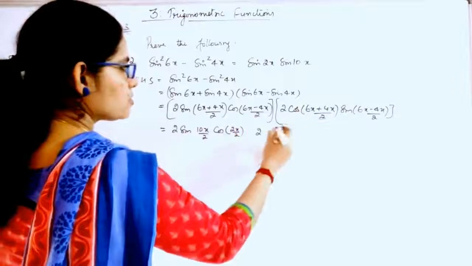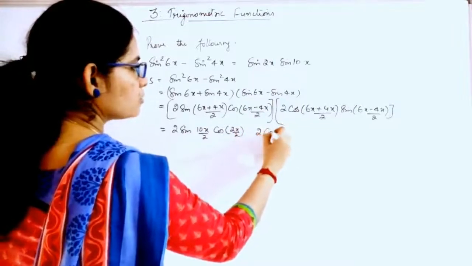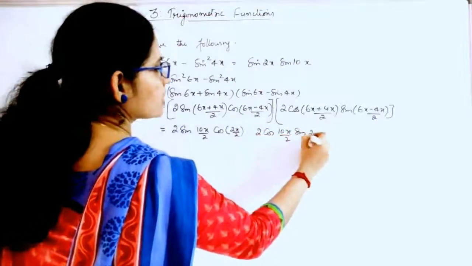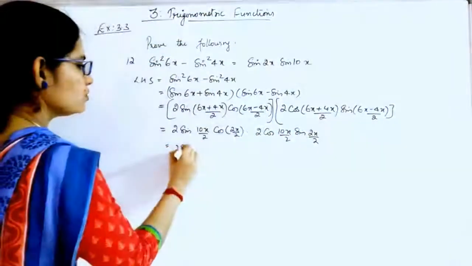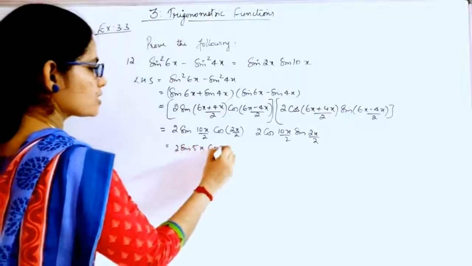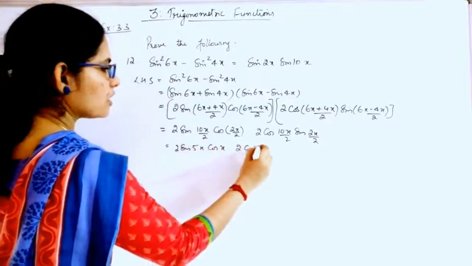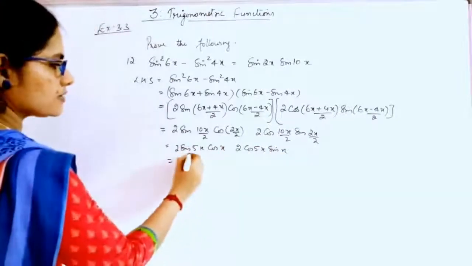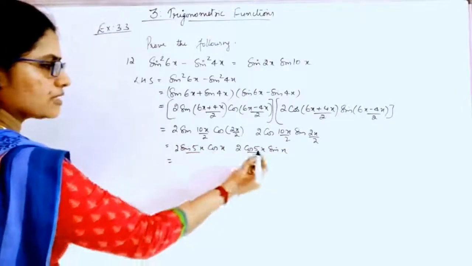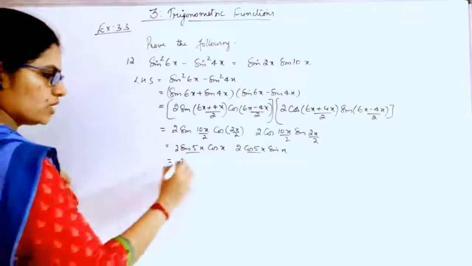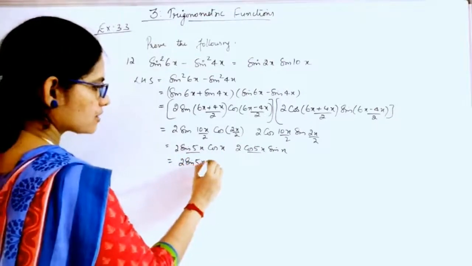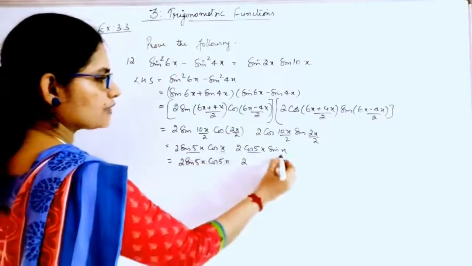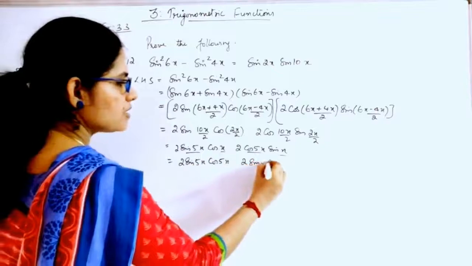into 2, everything is into, so you can just remove the bracket. So 2 cos of 10x by 2 sine of 2x by 2. That is 2 sine 5x cos x into 2 cos 5x sine x. Now we can do one thing: the sine and cos which have the same angle 5x, we can connect them together with 2. So this will become 2 sine 5x cos 5x, and the remaining one more 2 is there, and these two have the same angle, that is 2 sine x and cos x.